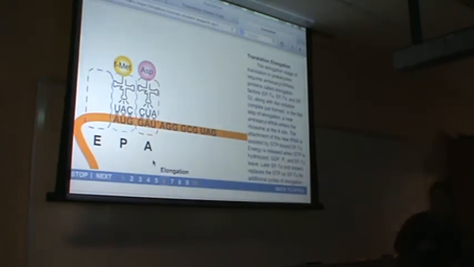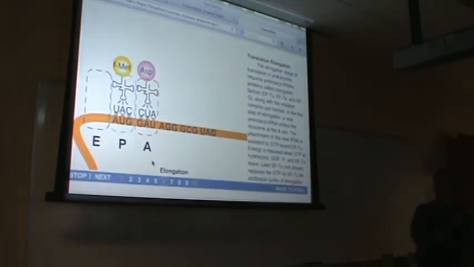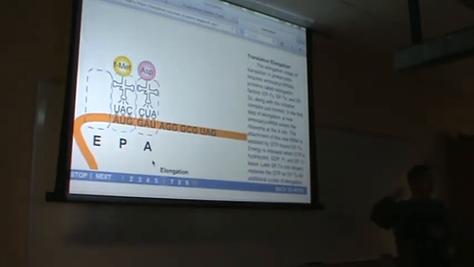So basically, the A site, the way I remember, A is accept, P is peptide bond formation, and E is release or empty. Right? That's how I remember this.